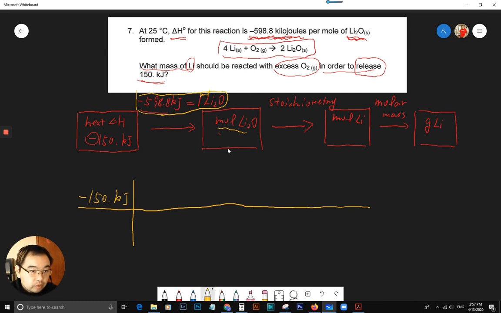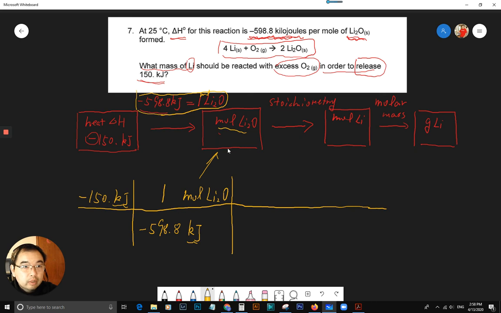Okay, so we put the kilojoule on the bottom. Why? Because we want to cancel the kilojoule to get the mole of the lithium. So we put the mole of the lithium oxide on the top. We know 1 mole of the lithium oxide can produce negative 598.8 kilojoule of the heat. Okay, and then this is this step. The second step, we're based on the stoichiometry, we can figure out the mole of the lithium based on the mole of the lithium oxide.